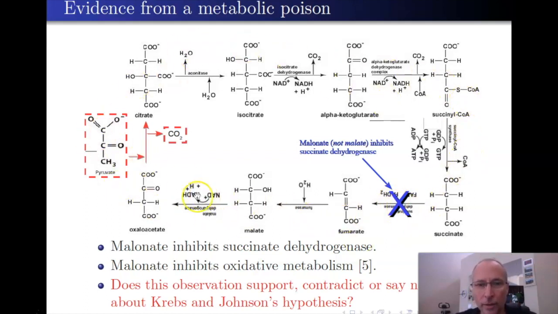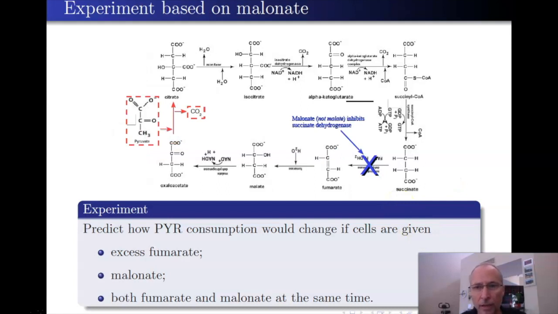It's showing that this particular scheme is somehow related to oxygen use as well as CO2 production, because when you have a poison that blocks part of it, it blocks those two things. So that supports it. Again, does it prove? No, of course not. But what else is there? Well, there's more evidence. This observation led Krebs and others to start seeing what would happen if you put malonate into cells. Now, let's do that. Let's make a prediction.